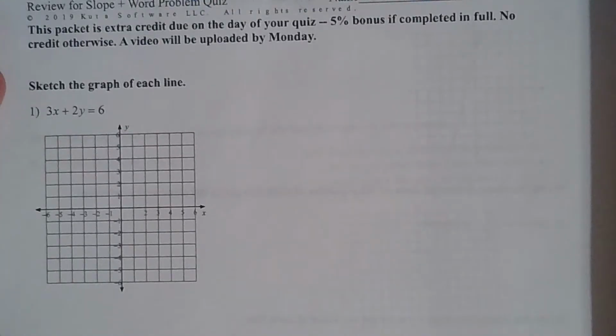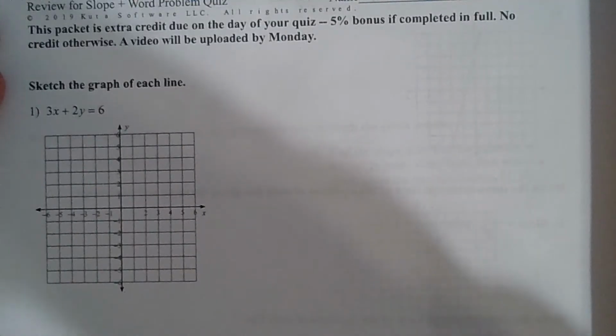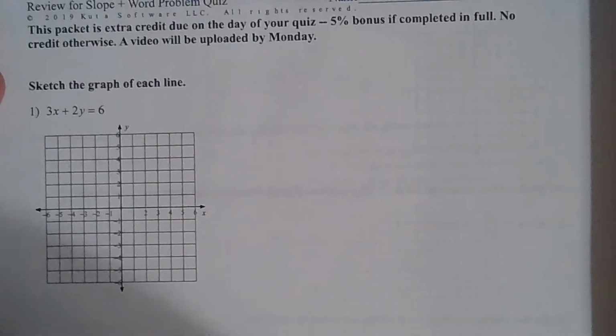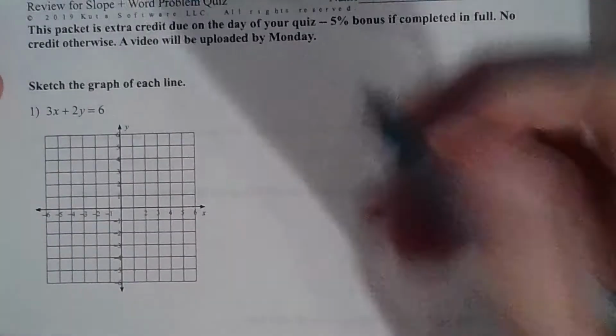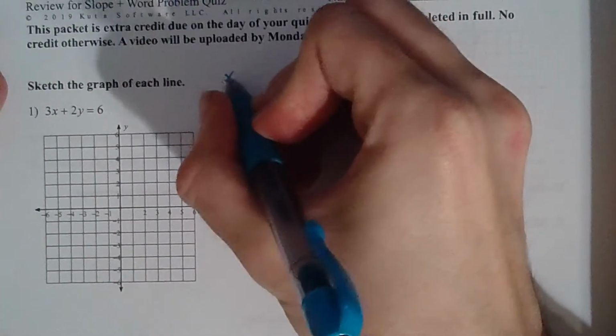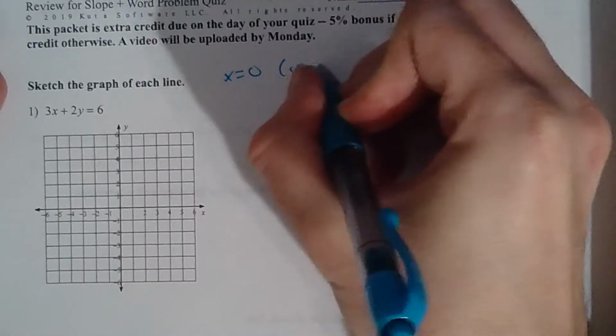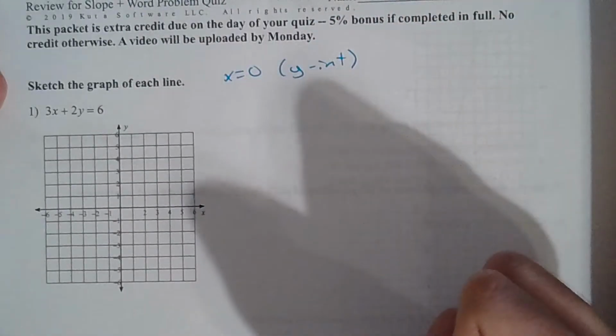So it says sketch the graph of each line. Lots and lots of options on this question. I think the easiest, though, is to plug in 0 for x, plug in 0 for y, figure out what that slope is from there, and play connect the dots. So quite literally, I'm going to write x equals 0. Please note, this is called the y-intercept. We've been doing this for a while.